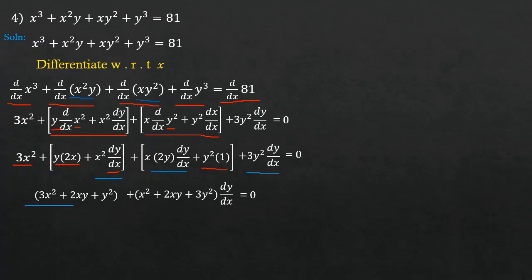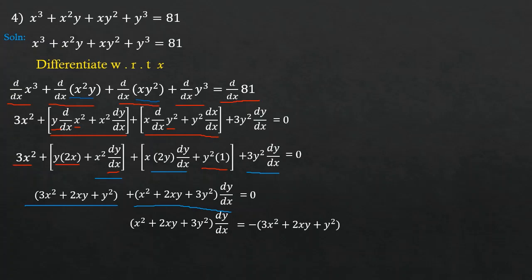Now we shift this term to the other side, it becomes negative, and the remaining term we write as it is. So in the next step we get x square plus 2xy plus 3y square, into dy by dx, is equal to minus of 3x square plus 2xy plus y square.